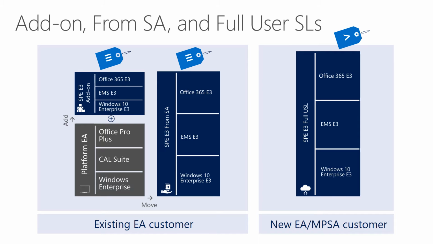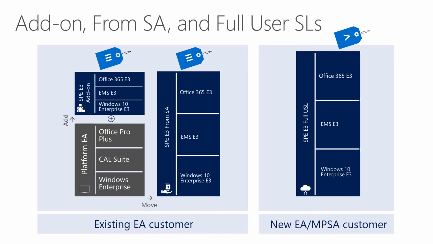They may prefer to move to the single SPE license for their users, and because they've been a loyal SA customer, they're eligible for the From SA USL. You can probably see from the diagram that this is the same functionality as the full USL on the right, but can you see that the bar is a lower height? Now this represents the price.